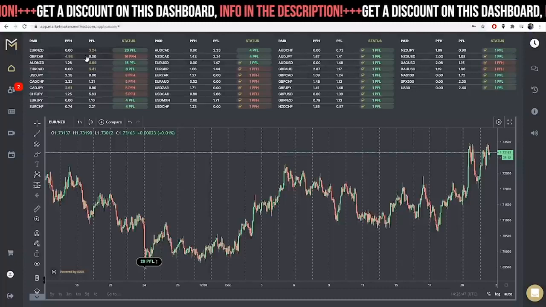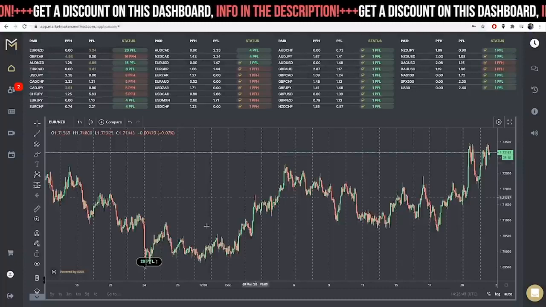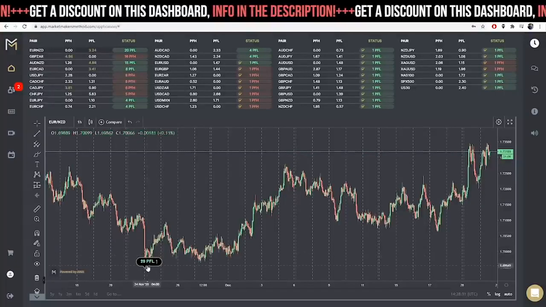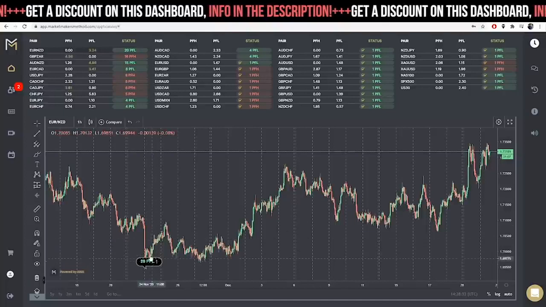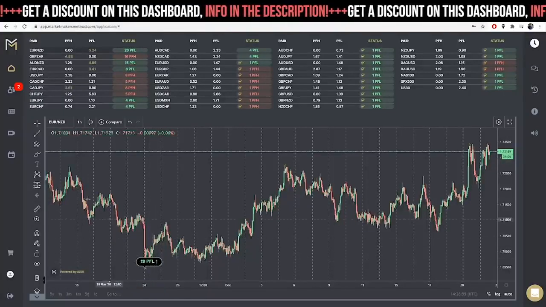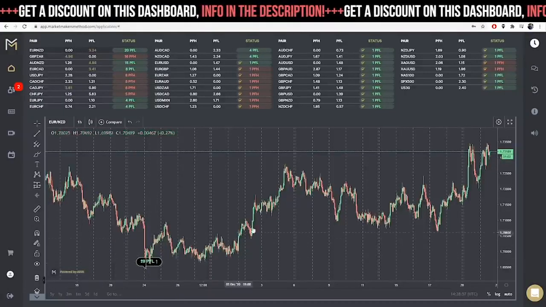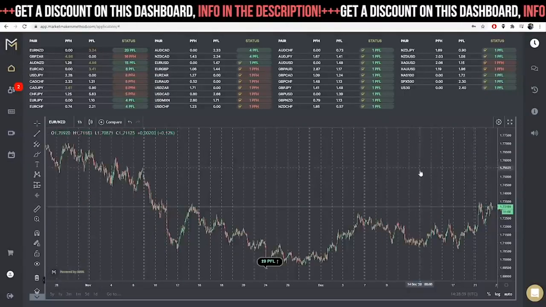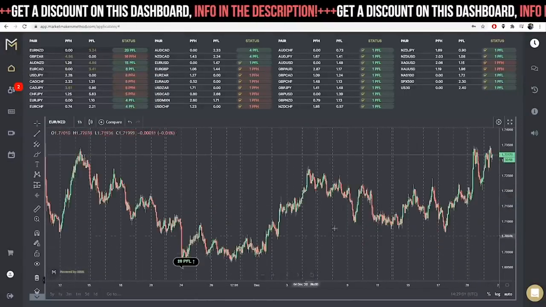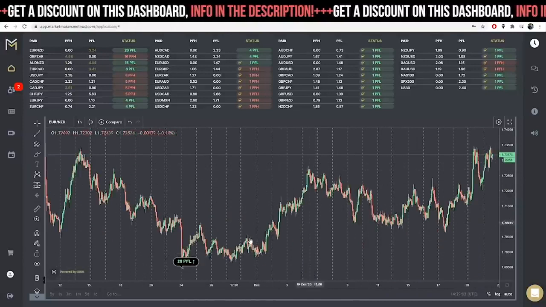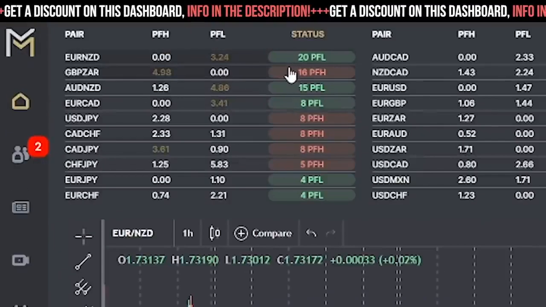For example, like I said, we've got Euro New Zealand here showing a very, very strong PFL, or a peak formation low, showing that, okay, the downtrend here looks to be ending, and now we're seeing a strong rally. And now that trend is still going. So this would be considered a very strong trend because we've got such a high reading, a 20 PFL.